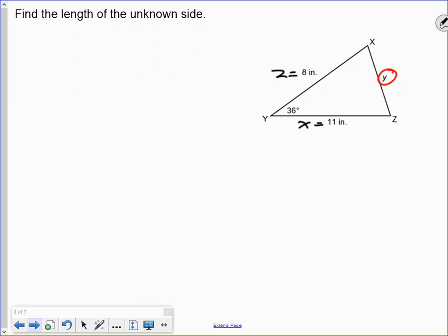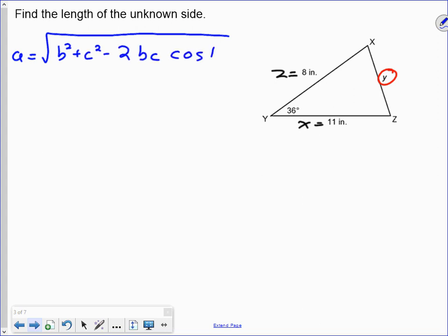So if we look on our formula sheet, we can copy over the cosine law that we have written there. A equals the square root of b squared plus c squared minus 2bc cosine of A. Now, we don't have A, B, and C in our triangle. We have X, Y, and Z. So our first step here is probably going to be to replace A, B, and C with the letters that are appropriate to the triangle that we have.